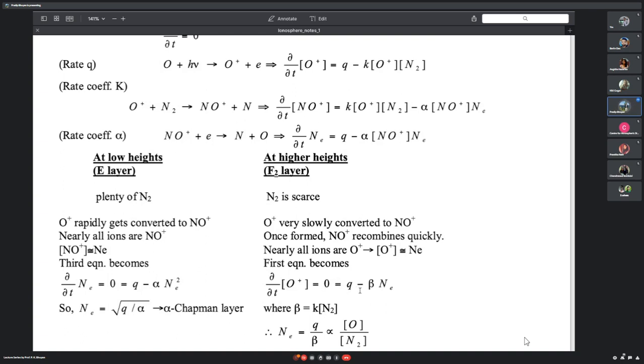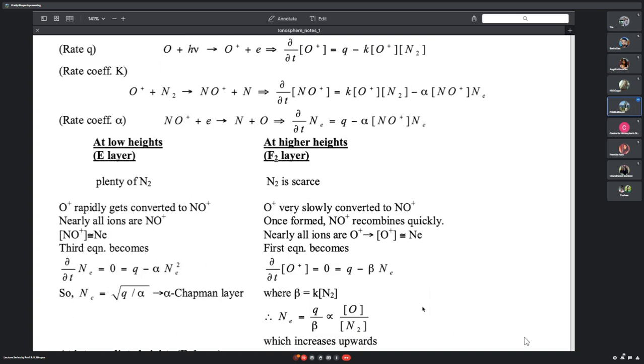Zero becomes equal to Q minus beta N E, okay? So now beta comes here. Where from does it come? This K N2. N2 is there. So K, concentration of O plus, N2 plus. So we can have this constant where beta is equal to K N2, concentration of N2. Ne is your O plus.